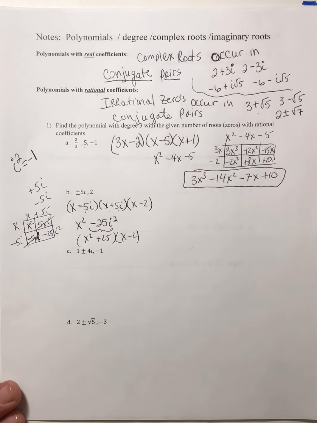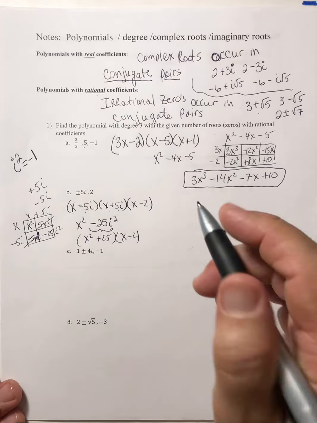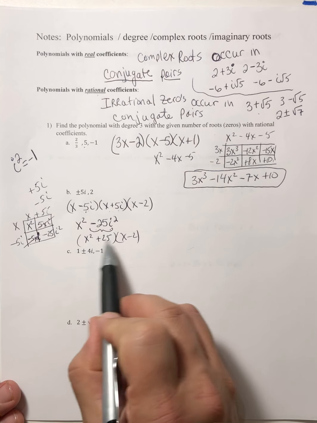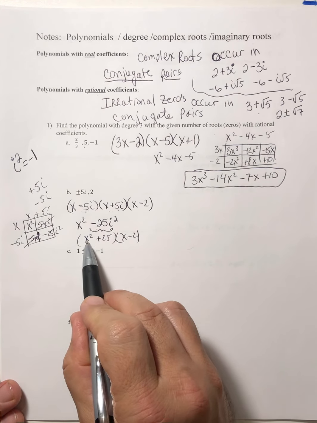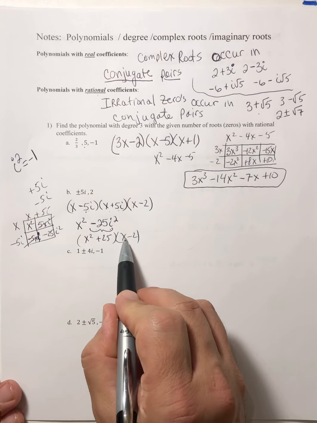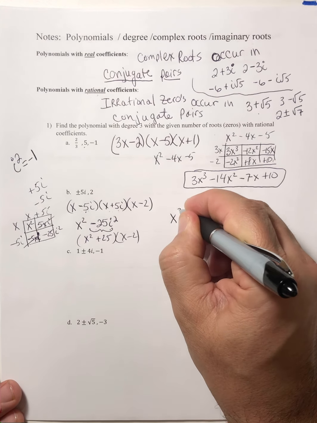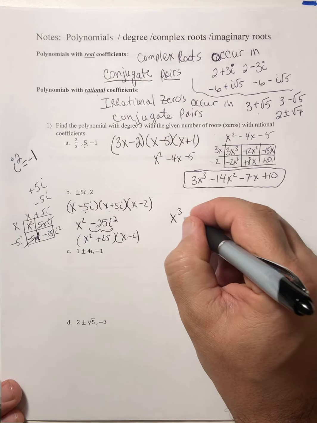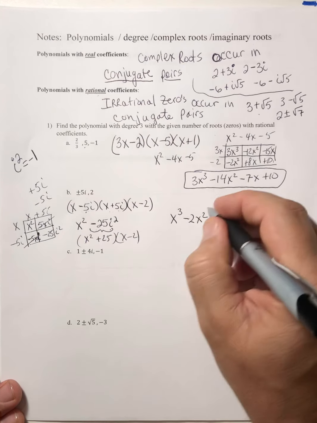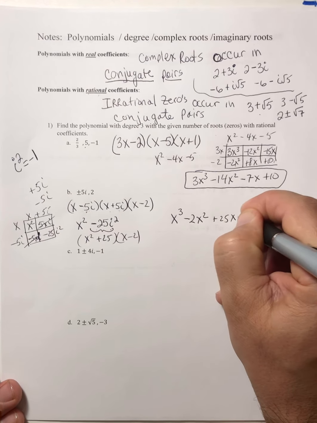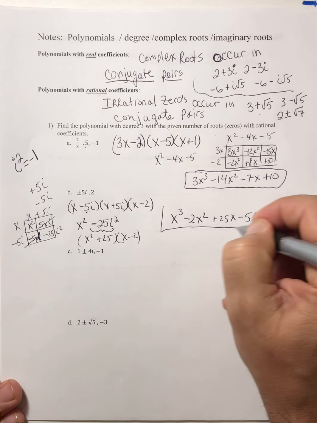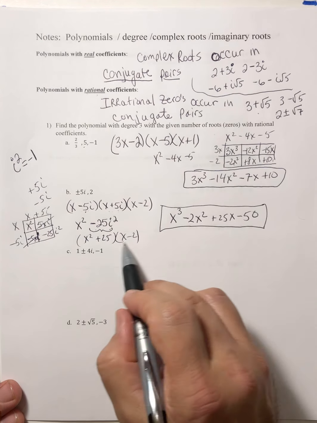And you know what? The way I have this set up, we'll just multiply it straight, just double distribute. So I have x squared times x. There's my x cubed. Then minus 2x squared. Then plus 25x minus 50. Or else do your box.